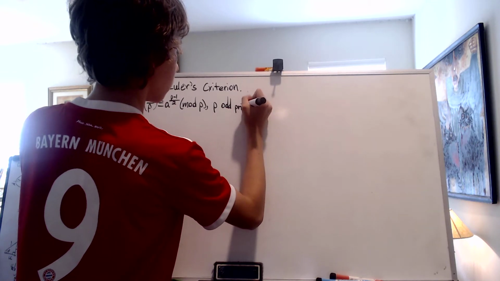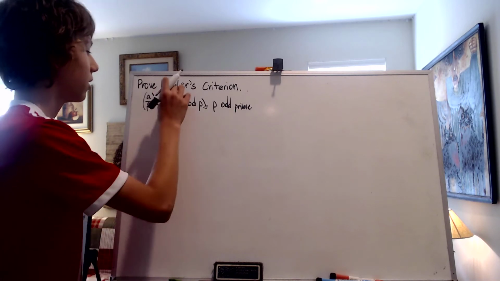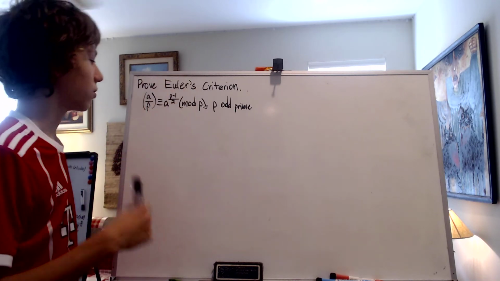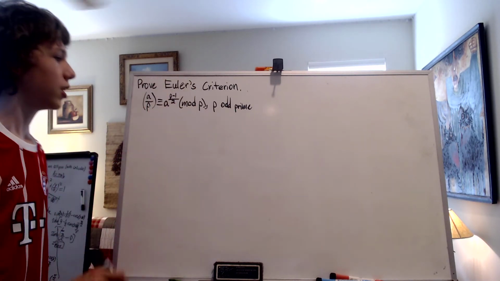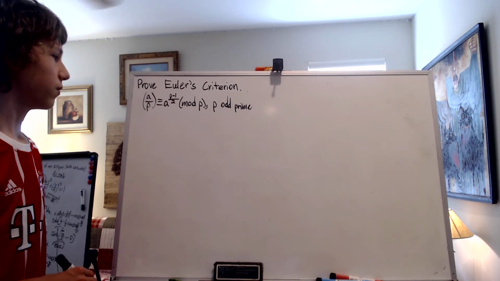And again, if it is an even prime, which is just going to be 2, we're going to get some strange square root business, so a to the 1/2 here, which we don't really want to deal with. Okay, well, how do we go about proving this?